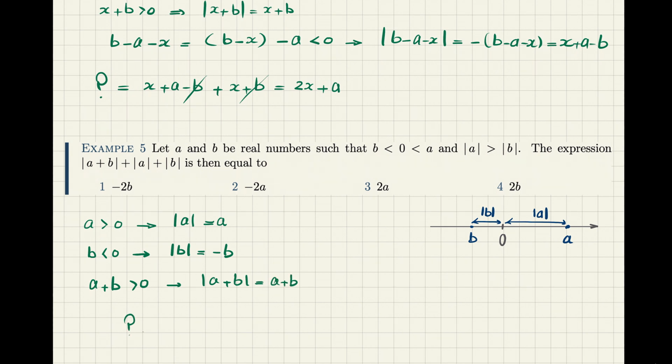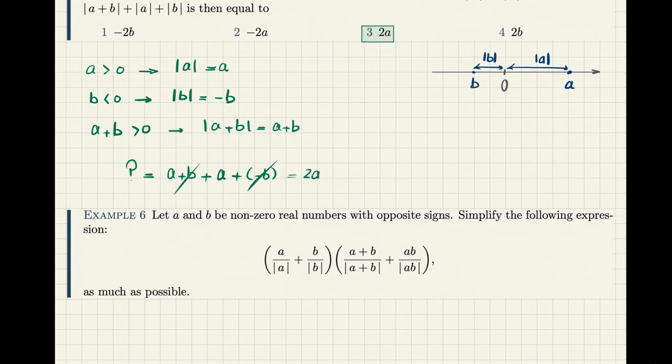So the question mark is equal to: instead of this expression, I can write A plus B. Instead of this expression, I can put A. And instead of the last one, I can put minus B. So it becomes plus minus B. And then simply this one and that one are gone, and I will get 2A. So the answer to this problem is the third option. Yes?